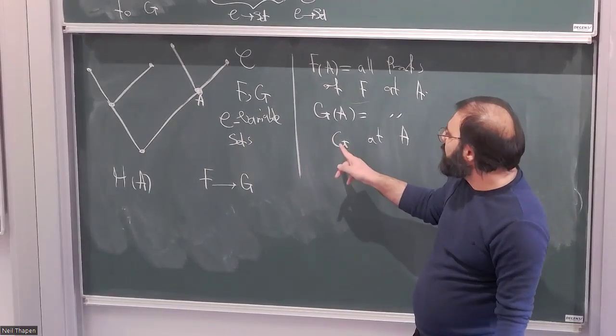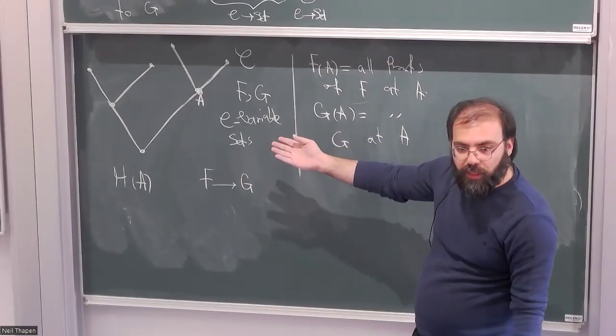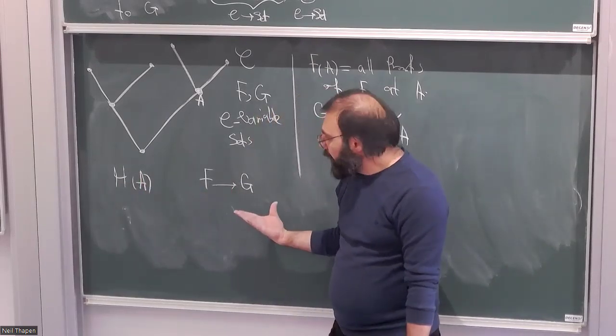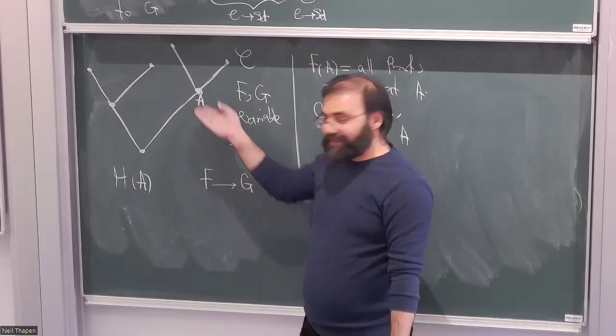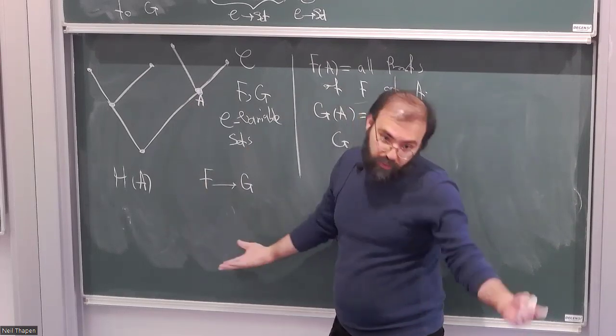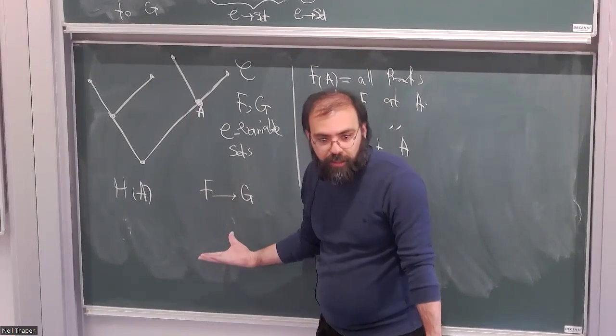Because the point is that you don't do everything just pointwise, right? For the exponentiation, the idea is that H captures all the maps from F to G. H of A should be intuitively all the maps from F to G at A, but it does not mean that it is FA to GA. We don't know it, right? So now I want to try to understand what it should be, really.